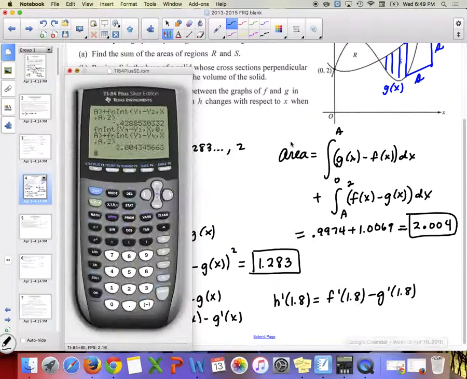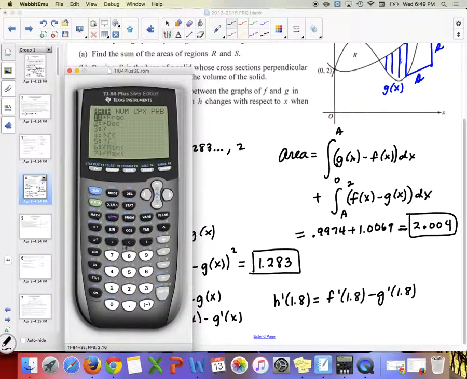So I'm going to go to my main screen, and I'm going to do math 8, which is nDeriv. And I'm going to find the derivative of f at 1.8. So I'm going to do vars, y vars function, and like I said, this was in for y3. So I'm taking the derivative of y3 at x equals 1.8. Okay, and then I could do minus, and I could do my other one as well. So math 8 nDeriv, vars, y vars function, y4, and again evaluated at x equals 1.8, right? So I put all of that in.